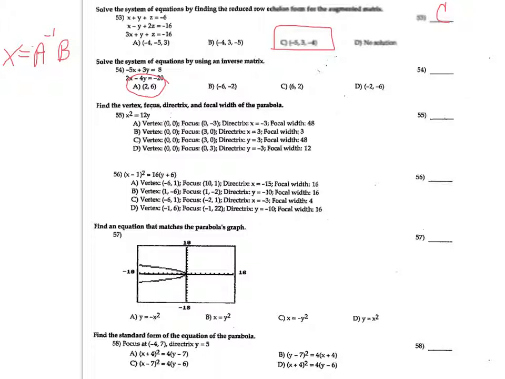Number 55. What's the answer for number 55? They want to find the vertex, the focus, directrix, and the focal width of the parabola. The answer is D. Okay, questions about that problem being D? Did you get the focus to be 3? Do you know how to get that? We just recently did this. Maritza, do you know how to get the B?